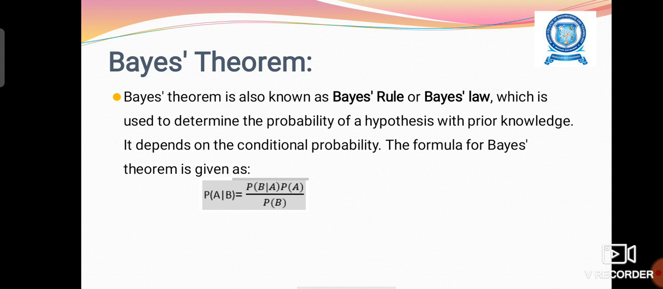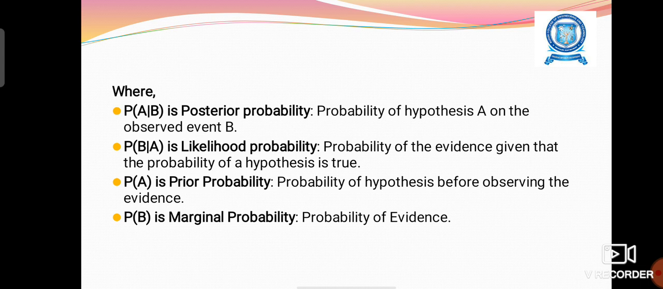It is otherwise called Bayes theorem, where P of A given B is called the posterior probability, that is the probability of hypothesis A on the observed event B. P of B given A is called the likelihood probability, that is the probability of the evidence given that the hypothesis is true. P of A is the prior probability, that is the probability of the hypothesis before observing the evidence. P of B is the marginal probability, that is the probability of the evidence.